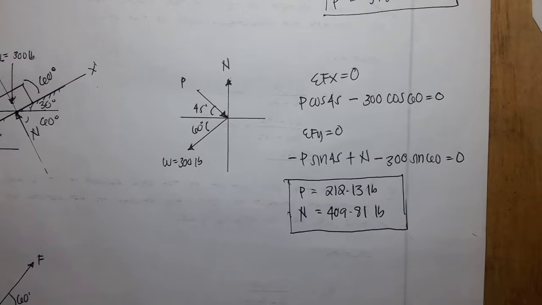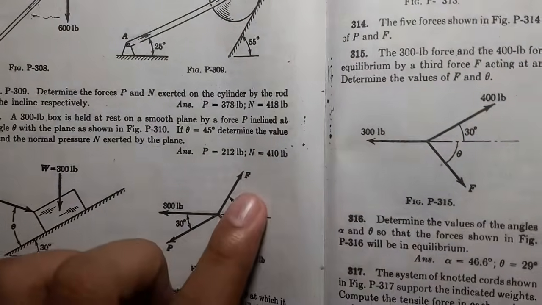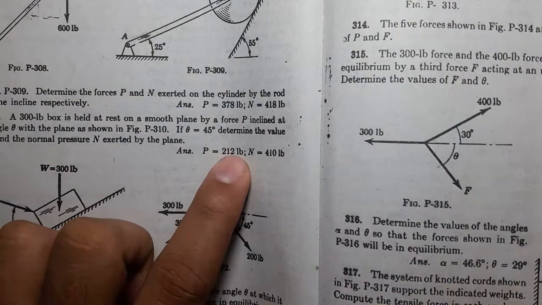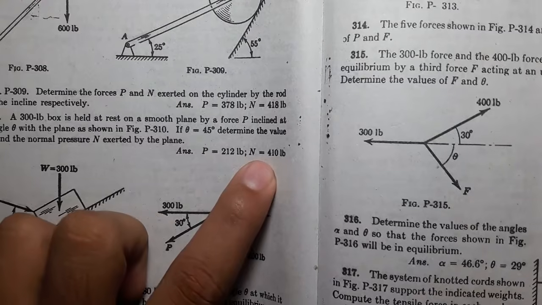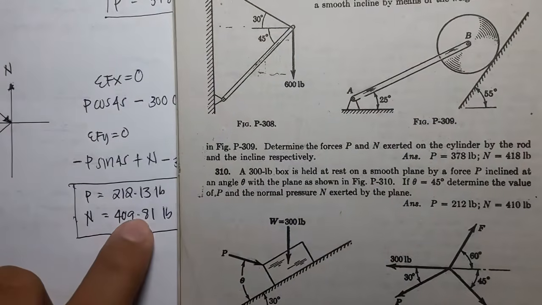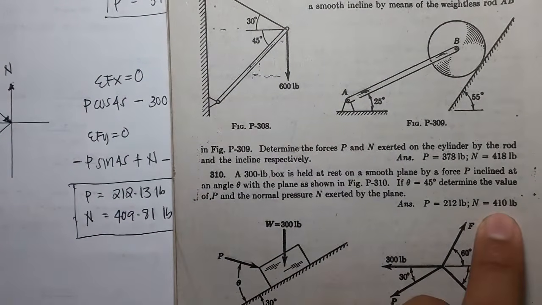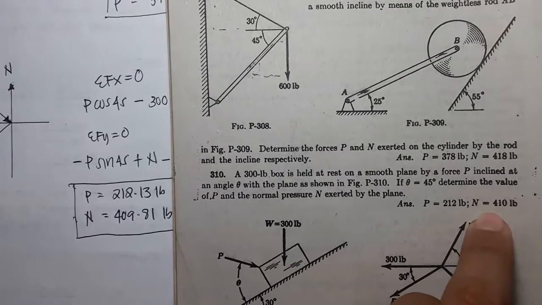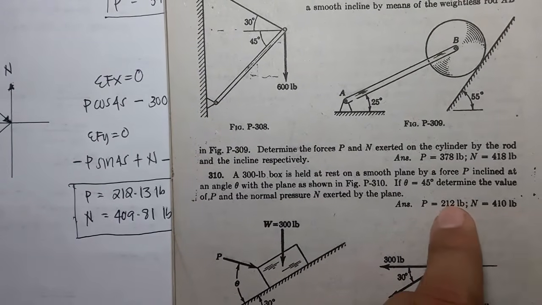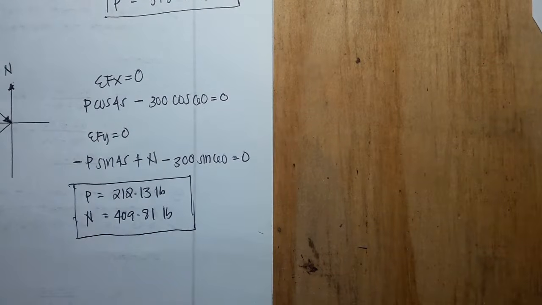So we got these values. So in the book, the book has 212 pounds and the N of 410 pounds. So 212 and 409.81. So it is just equal or equivalent. So 212. Yes, we still got the correct answer.